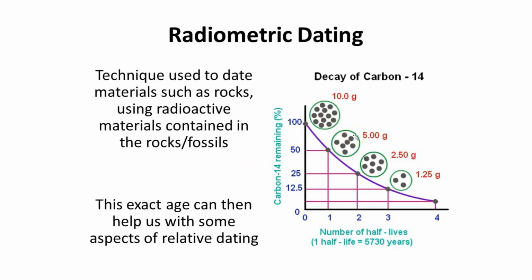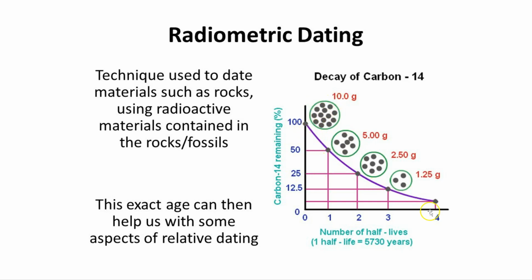So sometimes you'll hear these finds like, they found a rock that was X amount of years old. Well, they do that with radiometric dating, and so it's used to date materials such as rocks using radioactive materials. It's been a long time since I've talked about this stuff, but basically there's an assumption here about how many carbon-14 atoms were there at the beginning.